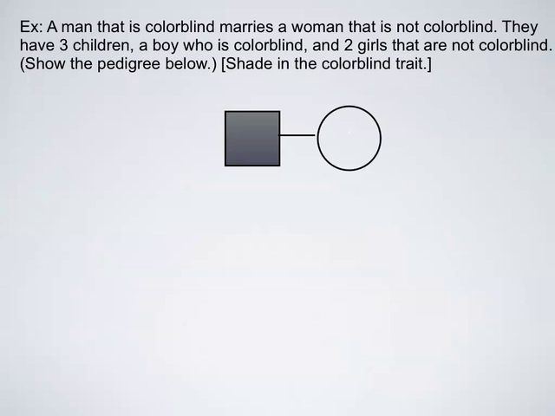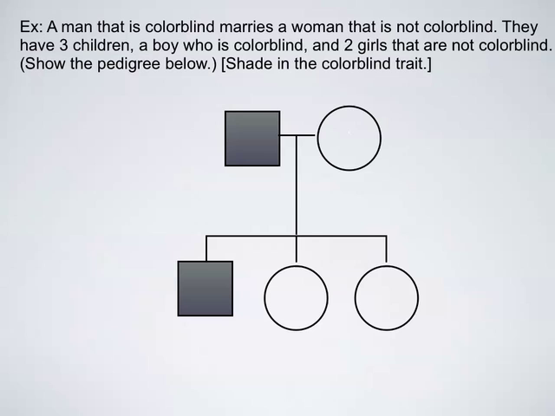We have 3 children. Where are their children going to go? Down below them. They get connected up and over. There is a boy who is colorblind. What symbol will he get? A shaded in square. There are 2 girls. Neither of them are colorblind. What symbols should we give them? Unshaded circles. And here we have the pedigree for this family.